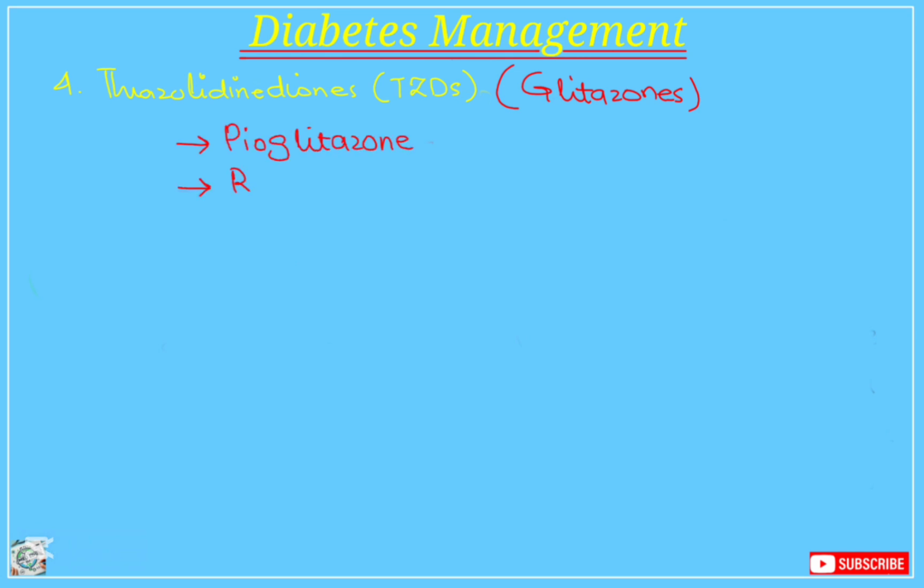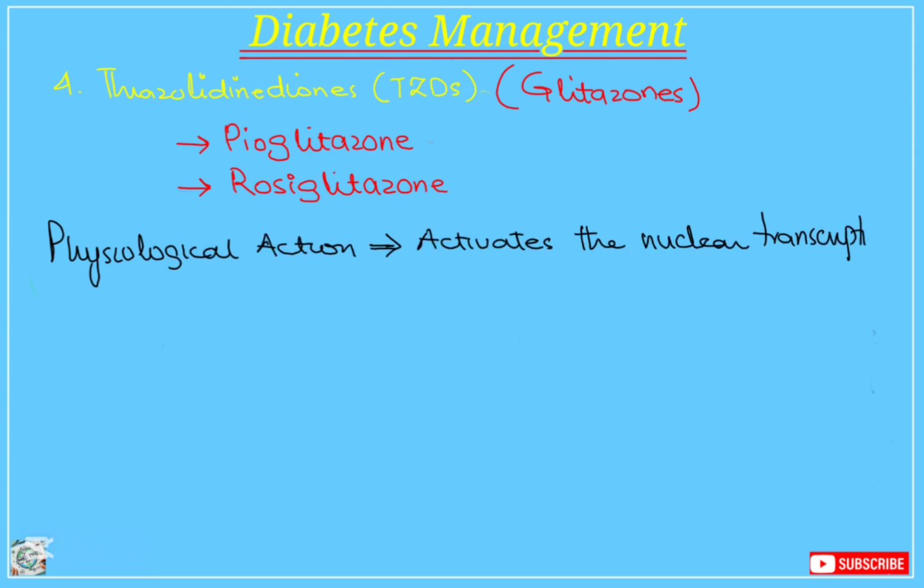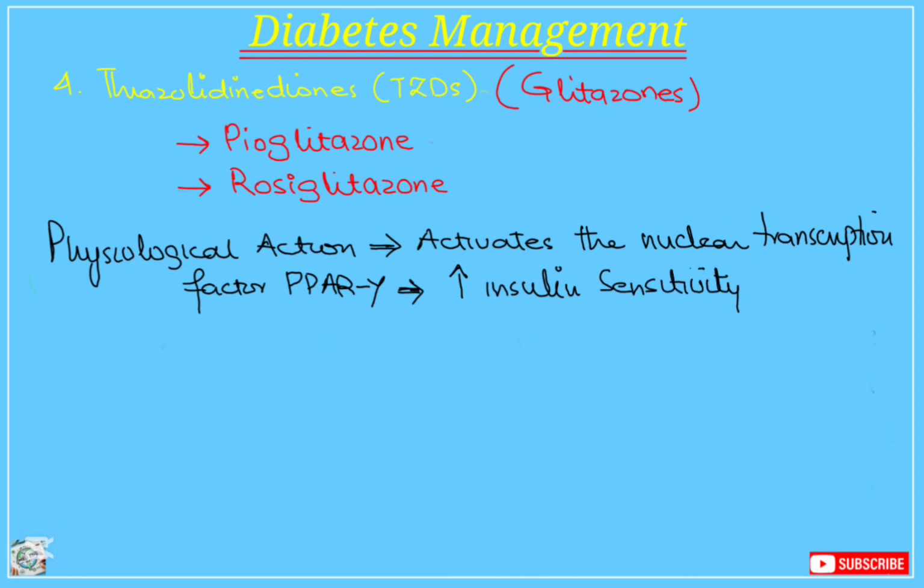The fourth class of medications is thiazolidinediones or TZDs. They are commonly referred to as glitazones because of their common suffix. This class includes pioglitazone and rosiglitazone. The TZDs work by activating a specific nuclear transcription factor called the PPAR gamma, or peroxisome proliferator activated receptor gamma. When the PPAR gamma is activated, it triggers a cascade of biological processes that improve the insulin sensitivity in various tissues, including muscles, fats, and liver cells.